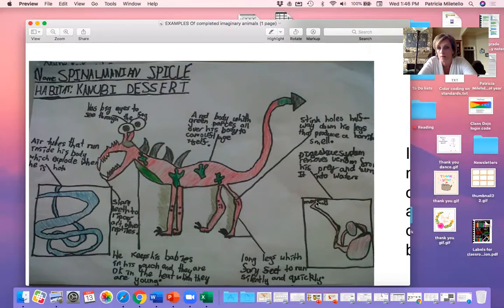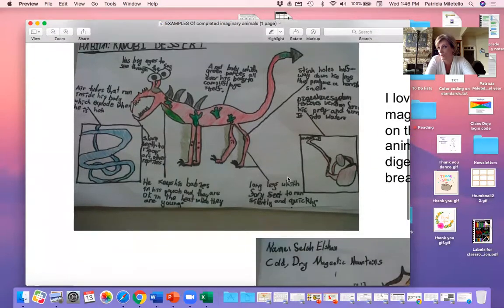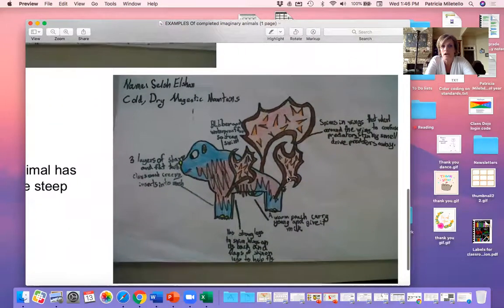This box over here shows its digestive system, how its digestive system works in order to turn its prey and the venom from some of its prey that it eats into water, because water is something that is in short supply in the desert.